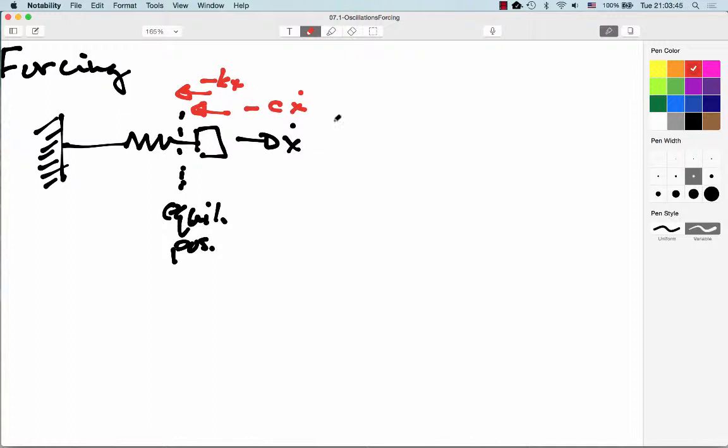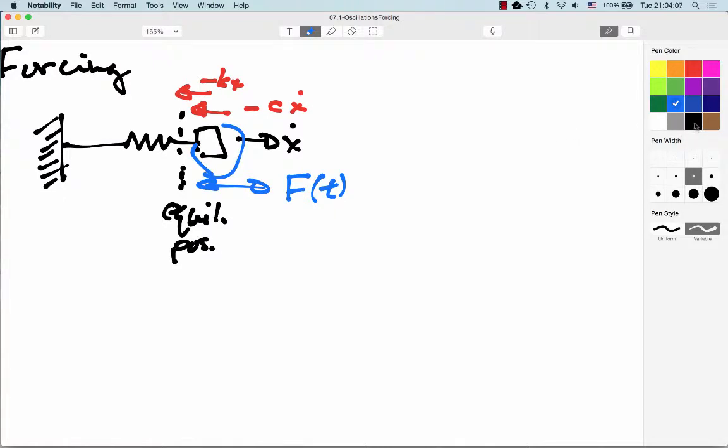But now, in addition to that, we'll have a hand, a motor, whatever. Something is going to shake this around as well. This will be some arbitrary force as a function of time.